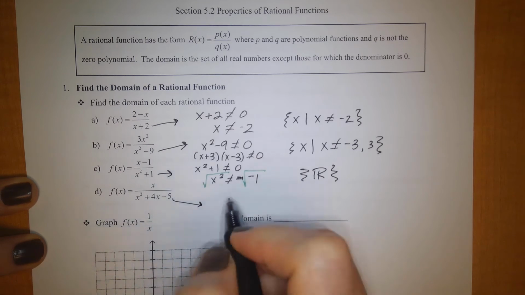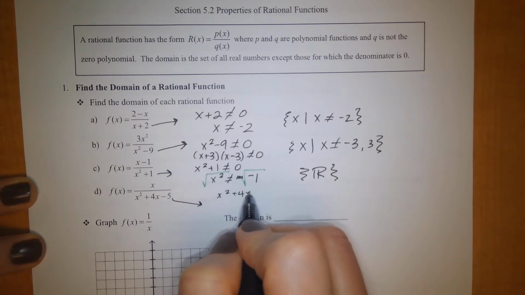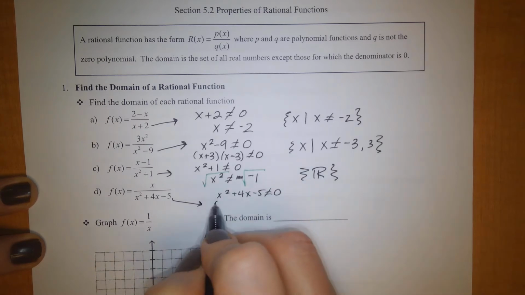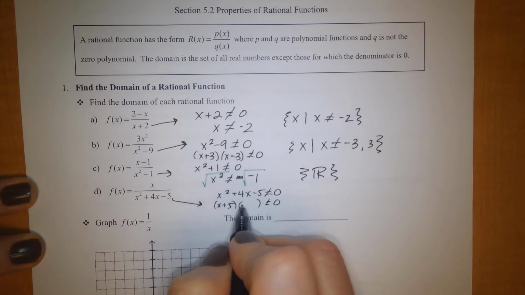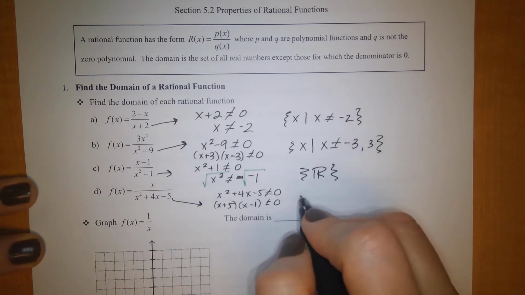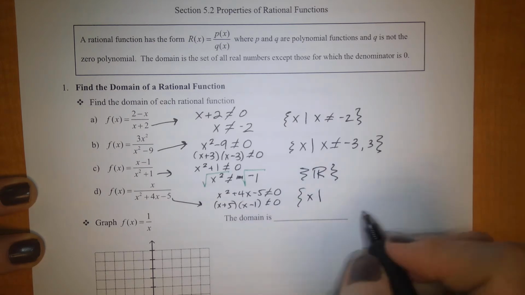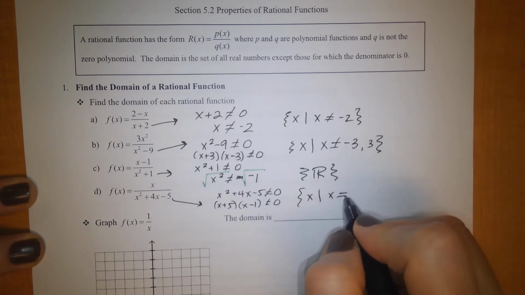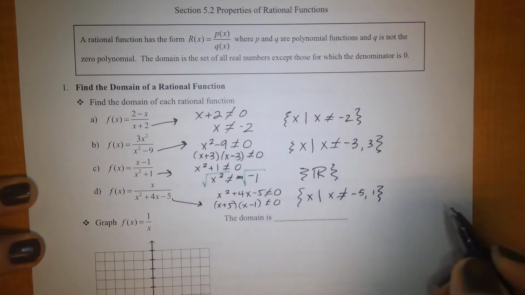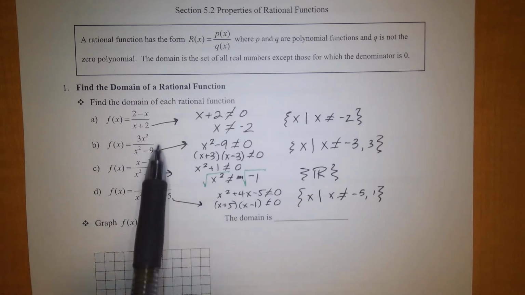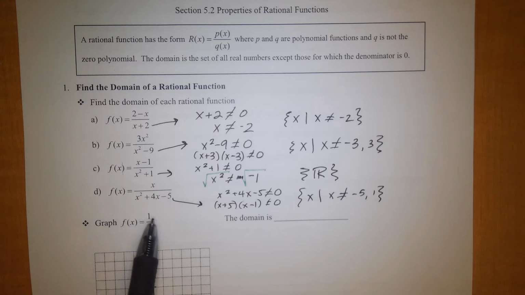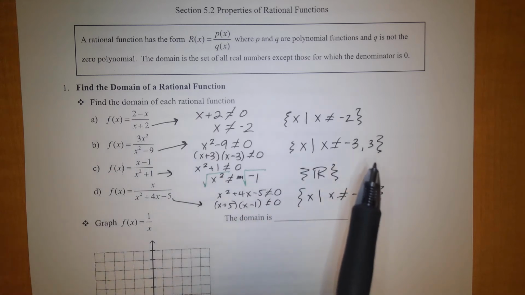Looking at this denominator here, we simply state that x squared plus 4x minus 5 cannot be 0. Well, if we factor the left side, we find that x plus 5 and x minus 1 are the factors. So that tells me x can be any number such that x is not negative 5 or 1. So again, a recap of domain: you're not finding what x can be, you're finding what x cannot be. In these functions, x can be any other number except for these particular values.